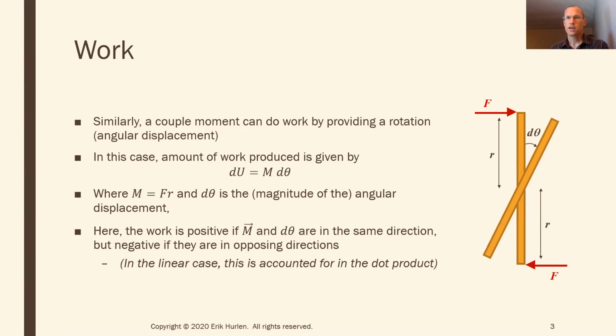For the linear case, whether work was positive or negative had to do with the dot product, a dot product of the two, force and displacement. That angle between them can be anywhere from 0 to 180 or even more, and that takes care of whether it's positive or negative. If it's between 0 and 90, it's going to be positive work. If it's between 90 and 180, the dot product will give you negative work. Basically, if you're pushing in the same direction that it's moving, that's positive work. If you're pushing in the opposite direction that it's moving, that's negative work.